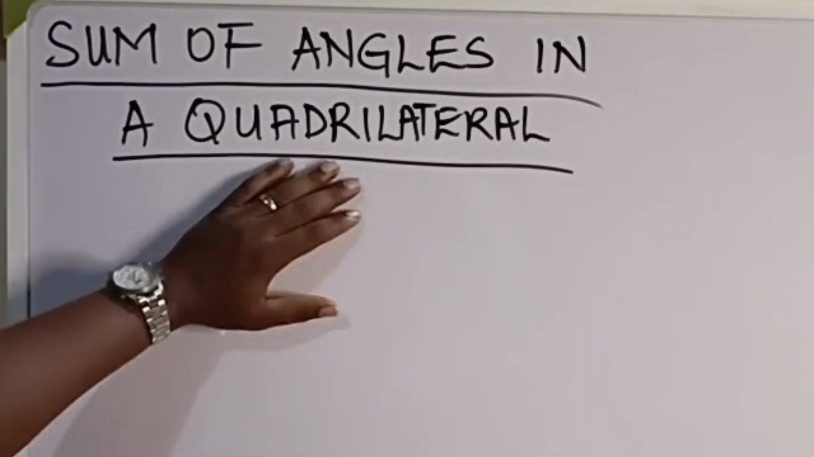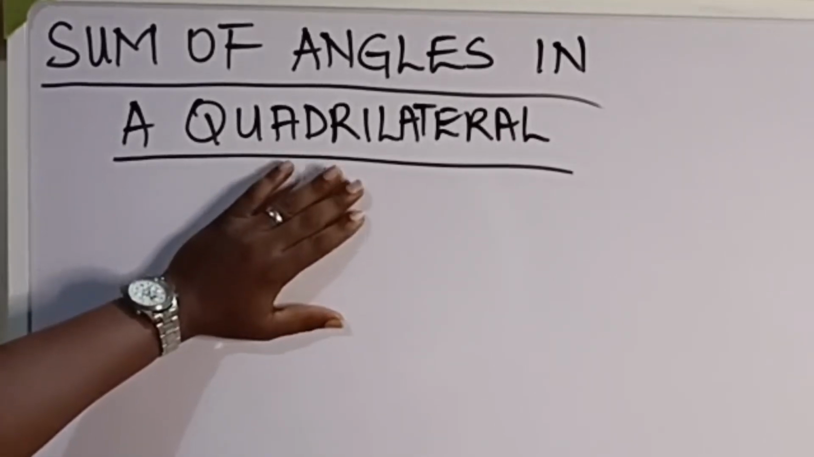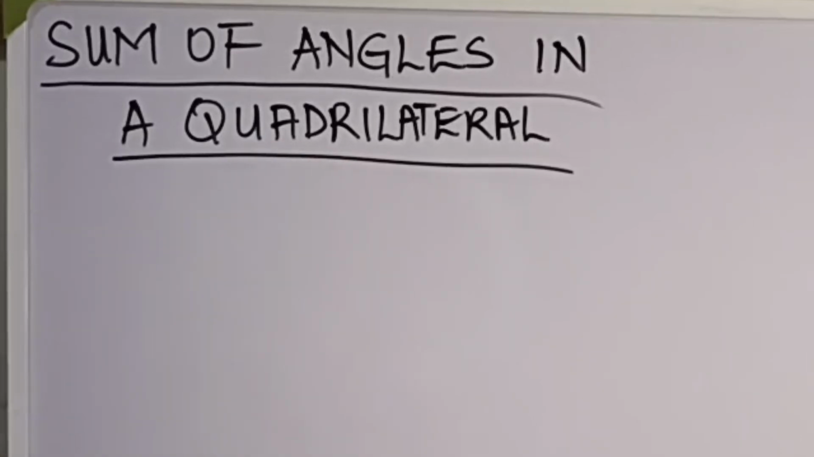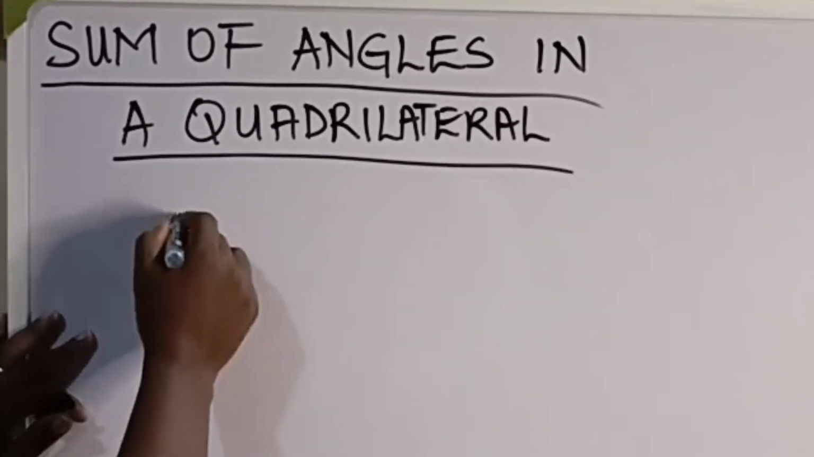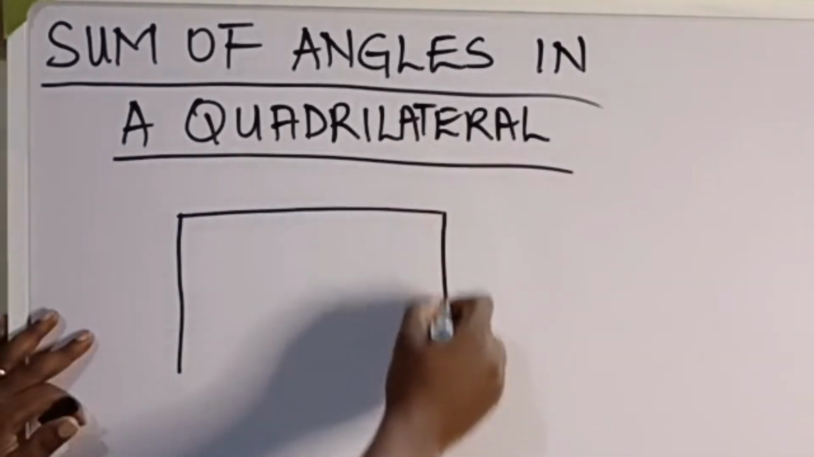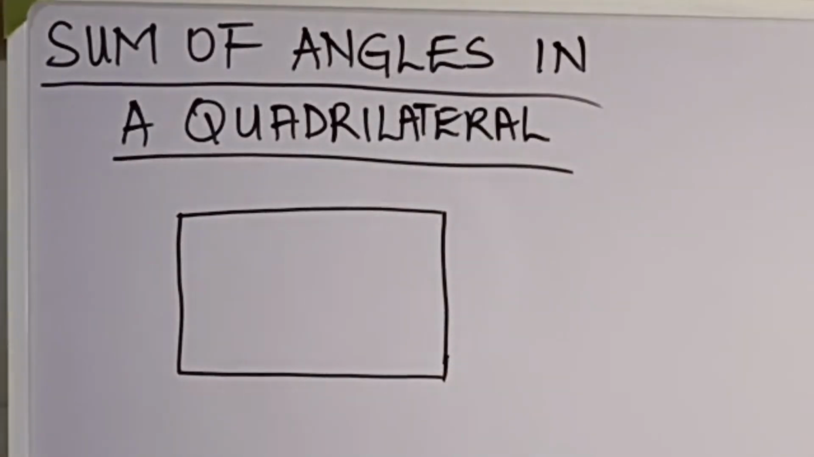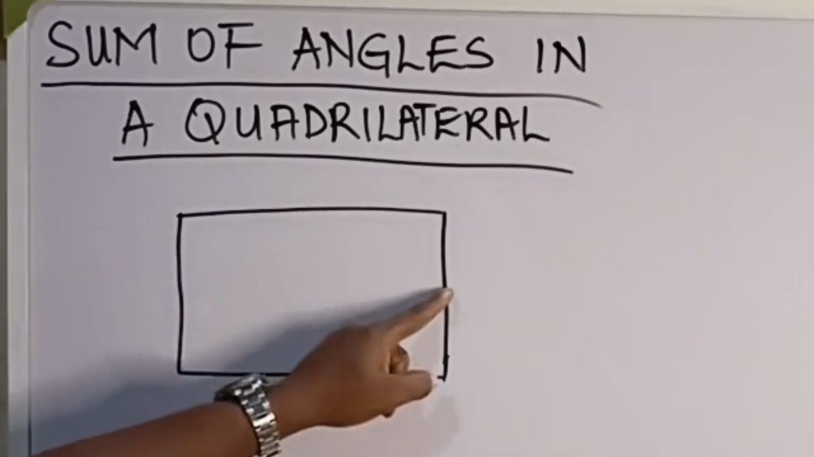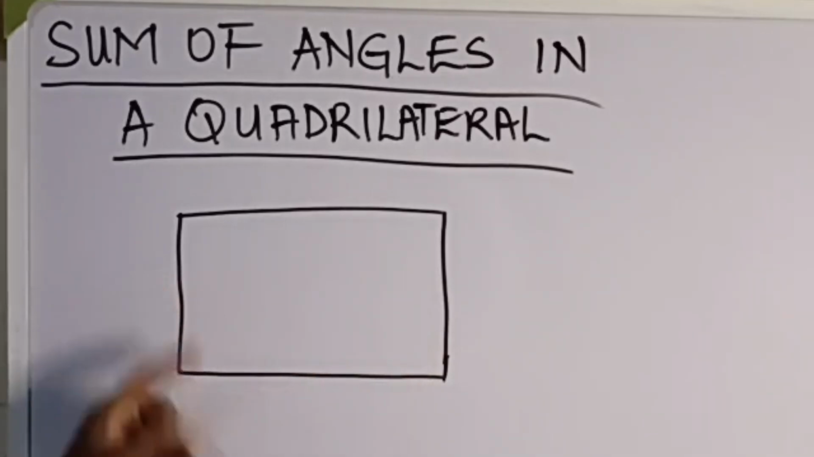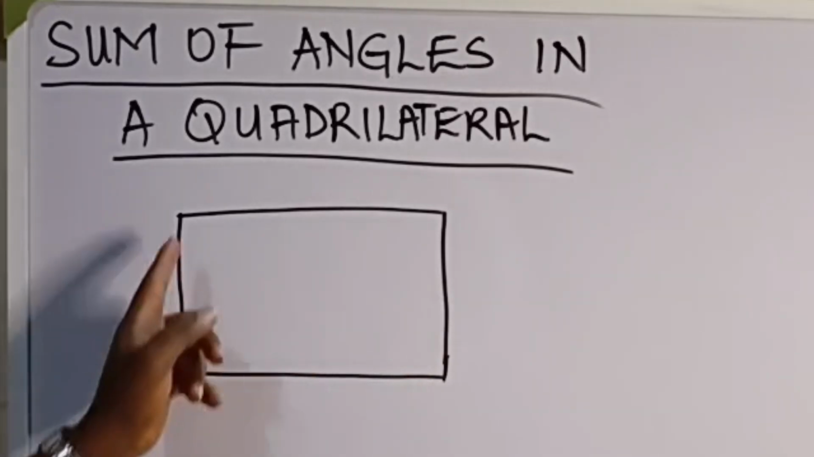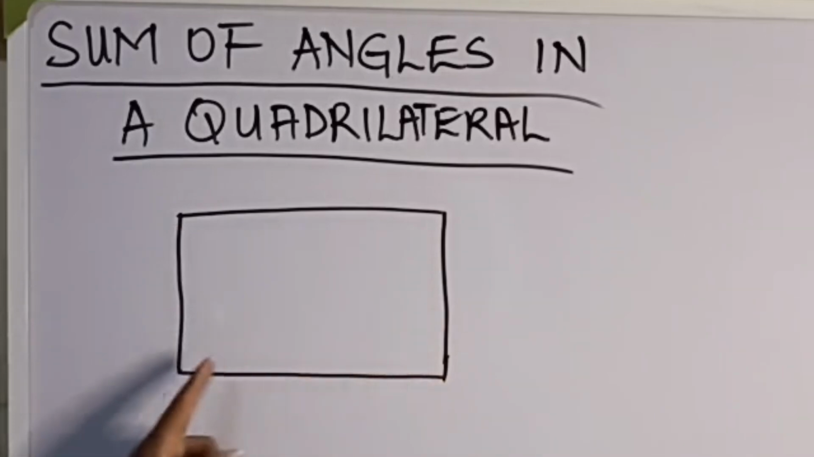So in geometry, a quadrilateral is a two-dimensional shape that has four sides. You can also say a quadrilateral is a polygon that has four sides. So if I have a shape like this, this shape is a quadrilateral. How do we know it's a quadrilateral? It has four sides: one, two, three, and four. It also has four angles: one, two, three, and four.